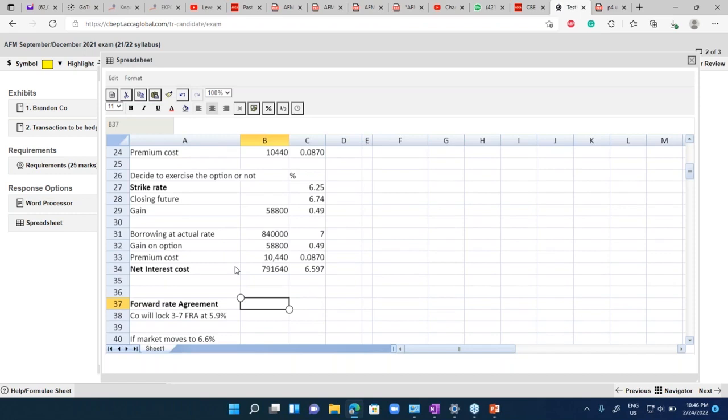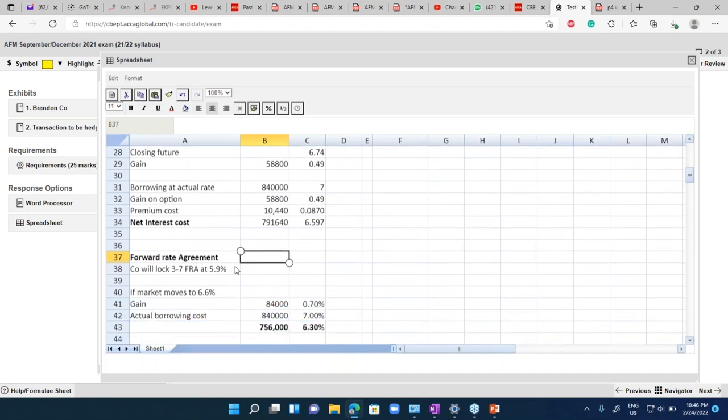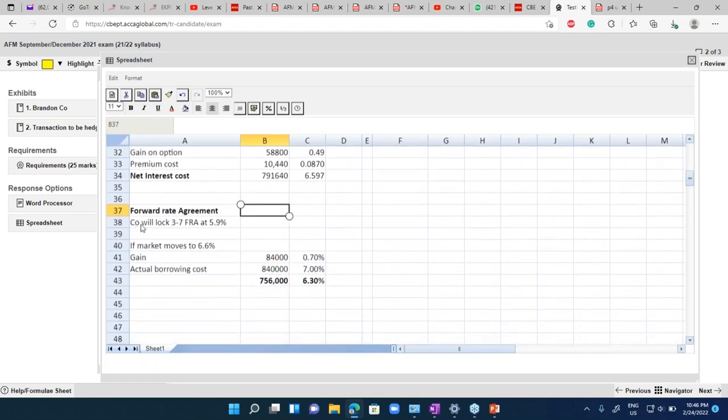Which calculation? Forward is very simple. Which contract have you locked at 5.9%? You have locked 5.9%. That means you are going to pay 5.9%. Market moves to 6.6%, right? You have locked 5.9, market moves to 6.6. So that means you have a gain of 0.7%.